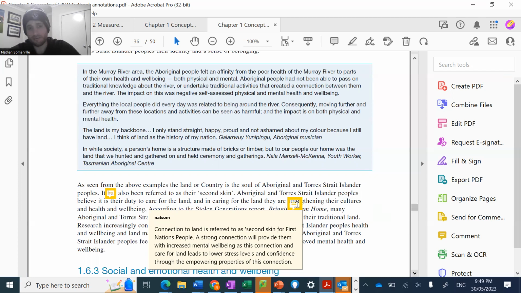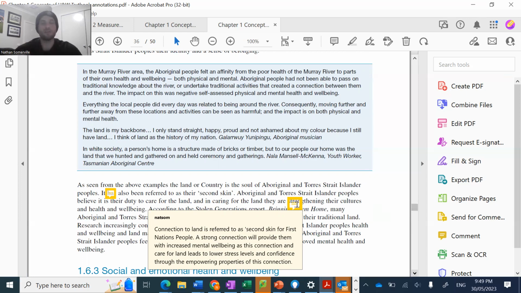So if the connection to land is second skin, if that connection to land is absent, or at risk or in danger of being damaged, this can cause high levels of stress, because it is an integral part of First Nations people's culture, but it's also an integral part of their being as an individual.